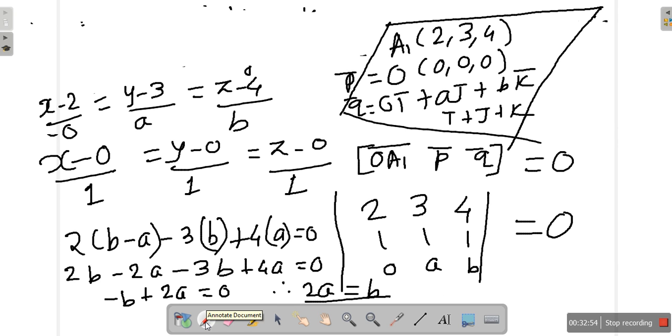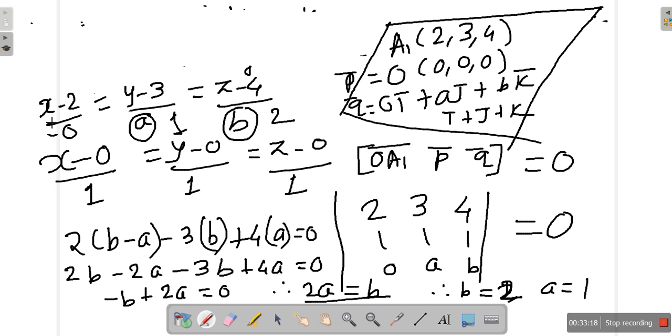Now we are interested in finding direction ratios. So you can take any arbitrary value. You can put a equal to 1, you will get b equal to 2. So a is 1 and b is 2. So you can substitute here a as 1, you can substitute here b as 2, and that is your final answer. The equation of line is (x minus 2) upon 0 equal to (y minus 3) upon 1 equal to (z minus 4) upon 2. So just remember, if the line is perpendicular to x-axis, in the direction ratios, the first direction ratio that associates with x-axis will be 0.